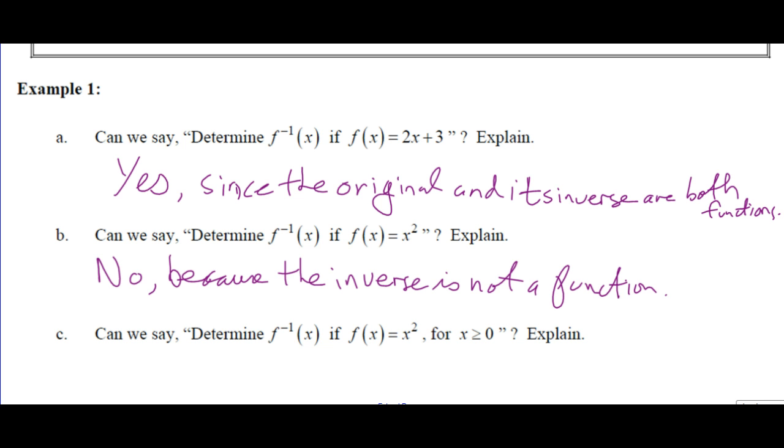Can we say determine f inverse of x if f of x equals x squared for x greater than or equal to 0? Yes. The reason is, with the restriction on the domain, the inverse will be a function. So we say yes, and the domain has been restricted such that the inverse is a function.